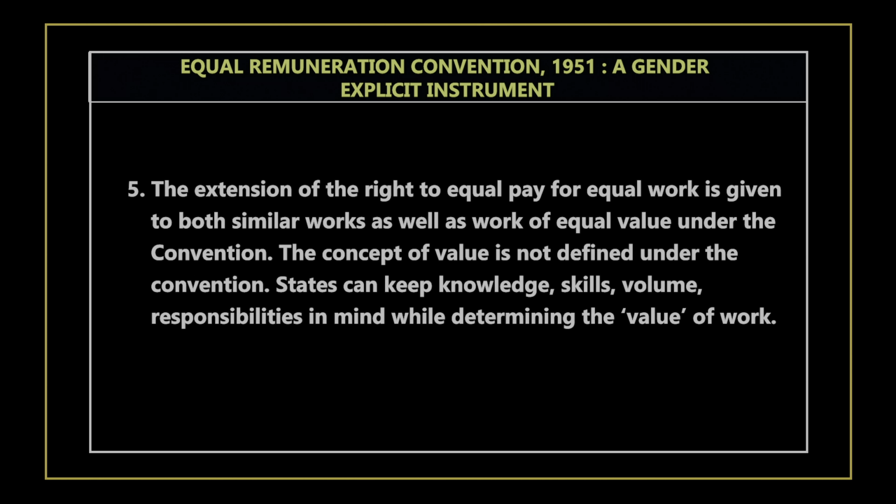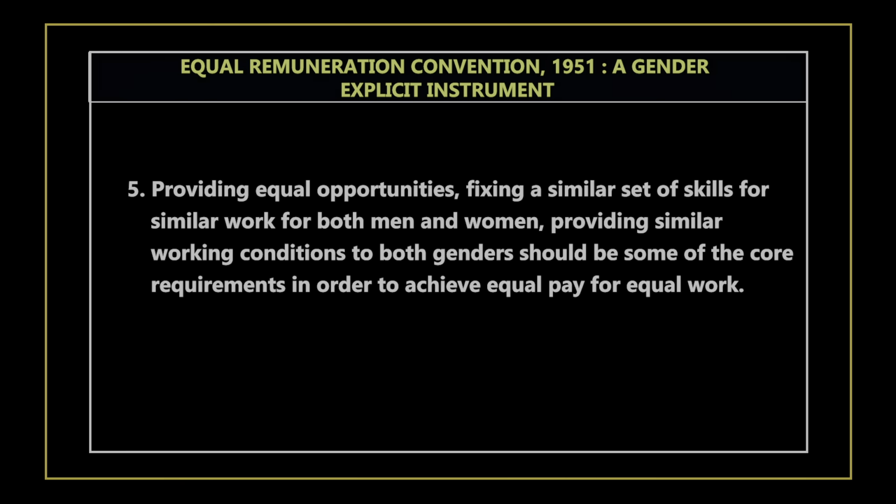Number 5, the extension of the right to equal pay for equal work is given to both similar work as well as work of equal value under the convention. The concept of value is not defined under the convention. States can keep knowledge, skill, volume, responsibilities in mind while determining the value of work. Providing equal opportunities, fixing a similar set of skills for similar work for both men and women, and providing similar working conditions to both genders should be some of the core requirements in order to achieve equal pay for equal work.